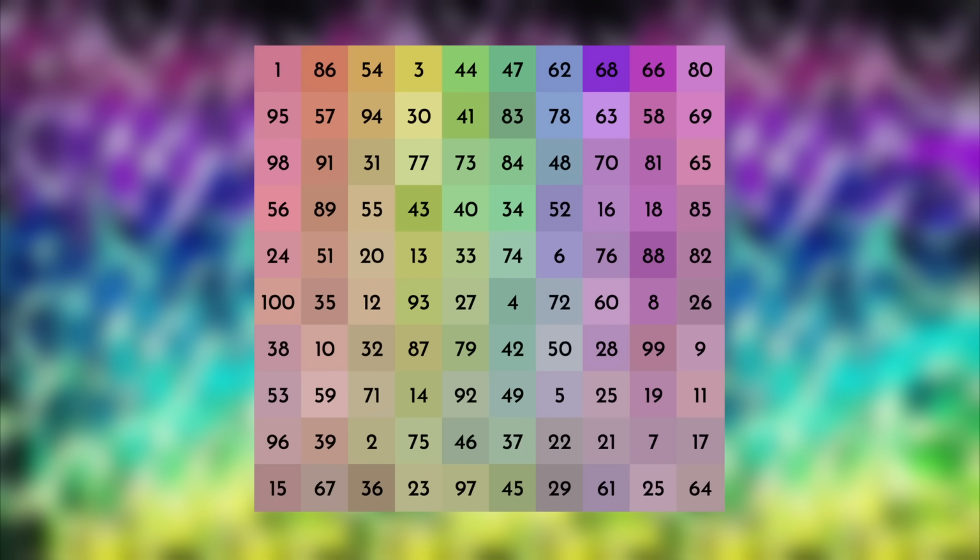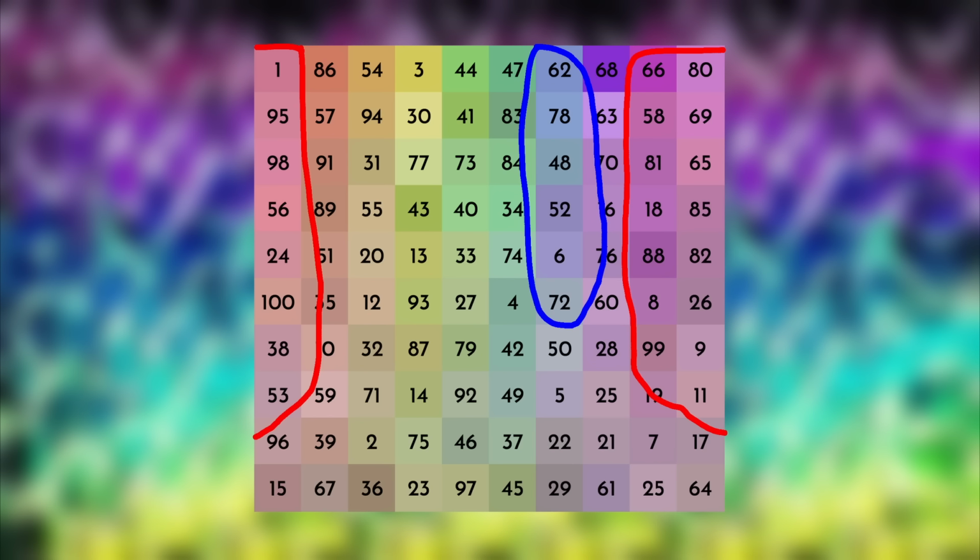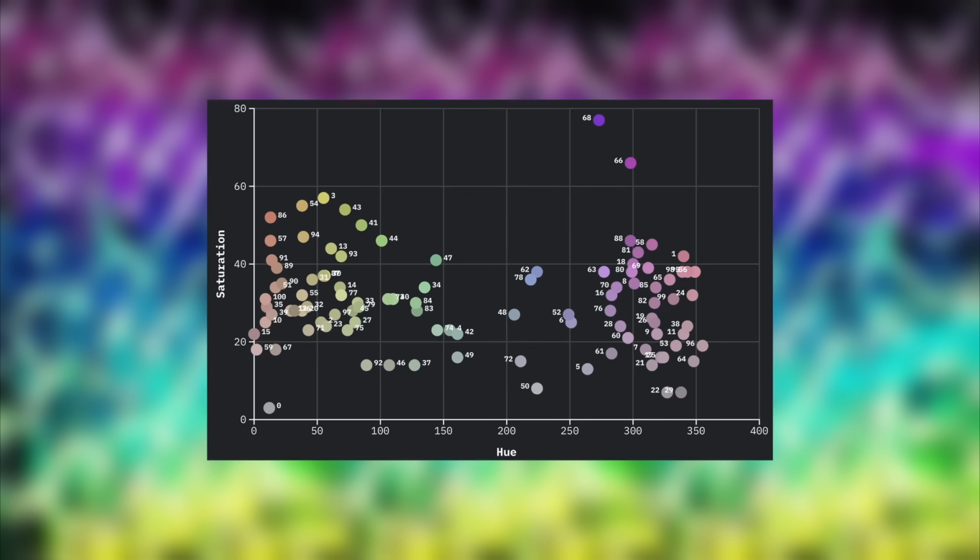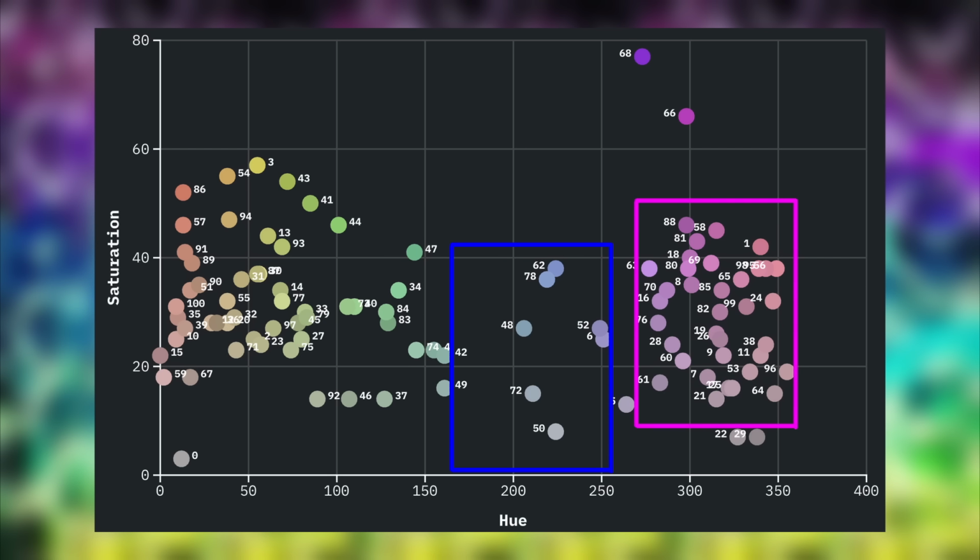It's pretty nice, but there's definitely a lack of blues and an abundance of pinks. When we put this data into a scatter plot, the lack of blues and abundance of pinks becomes much more pronounced. There's also a high level of density in the yellow-orange region as well. The extremely high saturation of 66 and 68 stands out nicely here as well. 68's color especially is leagues above any of the other colors.